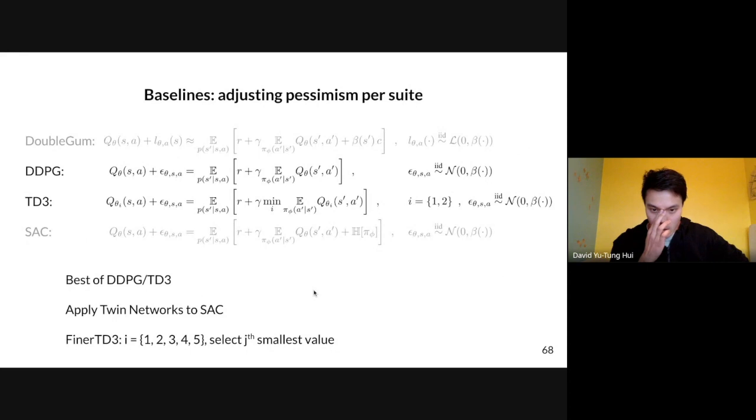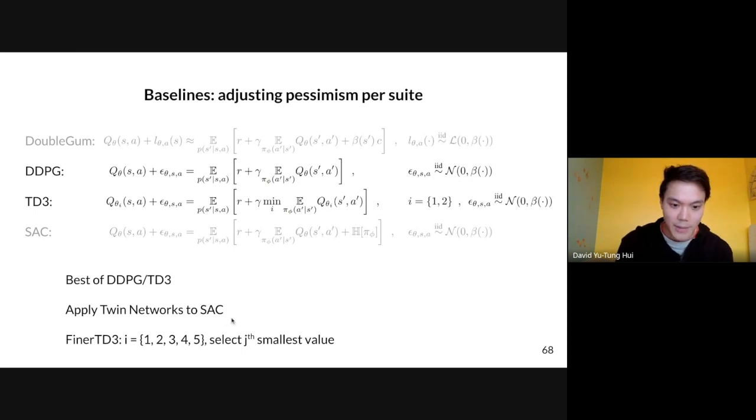I think I hinted at this previously in the presentation, but what I then wanted to do was compare performance of DoubleGum, where I adjusted the pessimism C per suite, against all the other algorithms. So I compared against an algorithm that was the best of DDPG and TD3, where you adjust whether you use twin networks or not in the DDPG or TD3 suite. I also had another baseline where you adjusted whether or not you had twin networks on SAC as well.